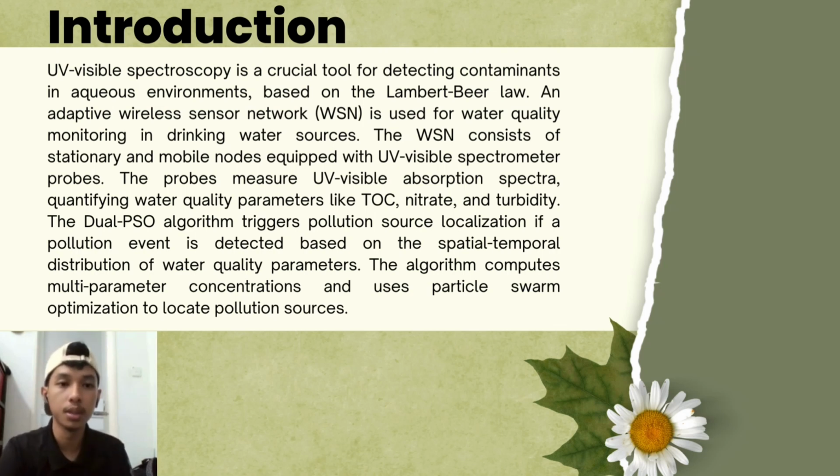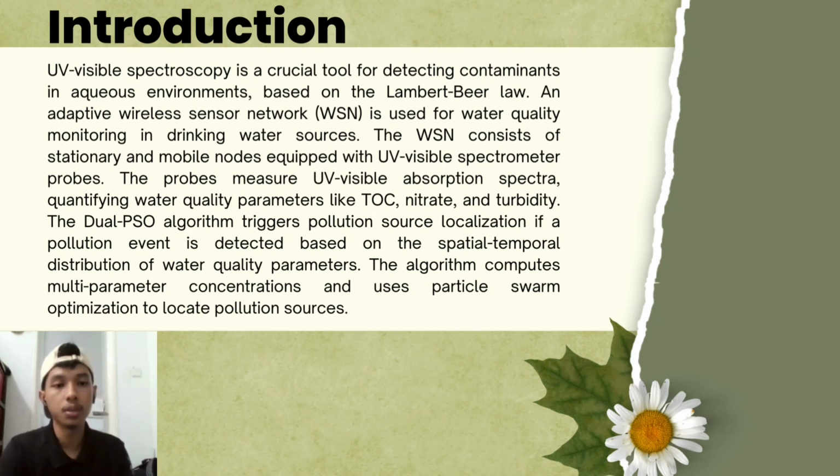I will start the presentation with introductions. For introductions, UV visible spectroscopy is a crucial tool for detecting contaminants in the aqueous environment. Based on the Beer-Lambert law, an adaptive wireless sensor network, which is WSN, is used for water quality monitoring in drinking water sources. The WSN consists of stationary and mobile nodes equipped with UV visible spectrometer probes. The probes measure UV visible absorption spectra, quantifying water quality parameters like TOC, nitrates, and turbidity.